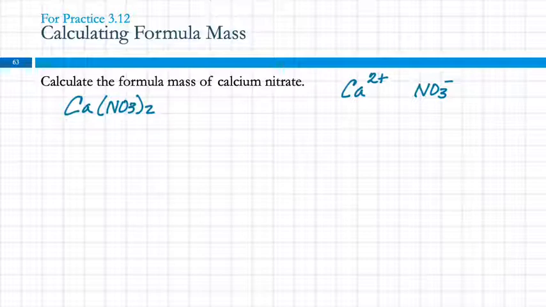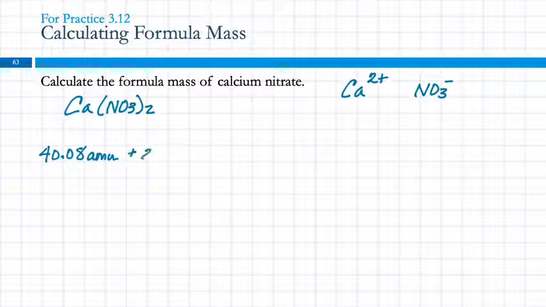So in this formula, we have 1 calcium. How many nitrogens? 2 nitrogens. And how many oxygens? 6 oxygens, right? So we've got the number of each atom, and we're going to look up the atomic mass for each on the periodic table and stick them all together. So there's 1 calcium, 40.08, and this is going to be in atomic mass units.